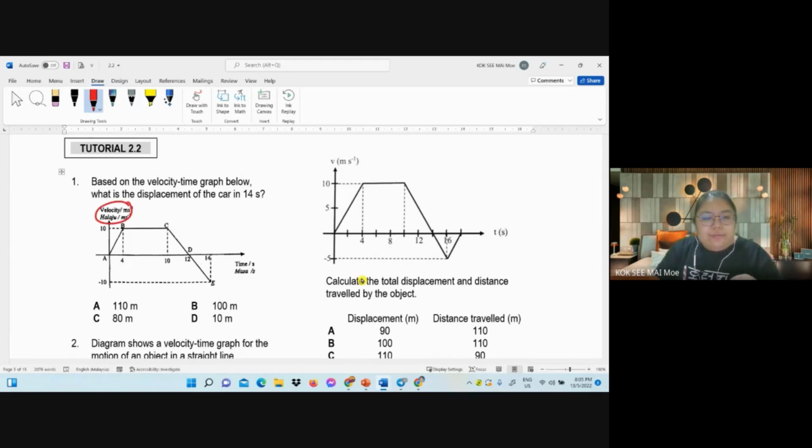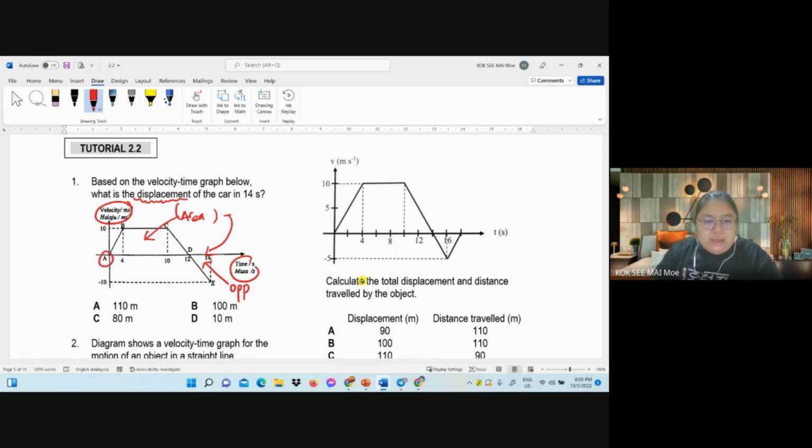Okay, hello everyone. This one is a VT graph, and they asked about the displacement for the car in 14 seconds. We know this part is in the opposite direction. So you find the area under the graph for this part, then you minus the area under the graph for this other part. The answer is this whole thing.